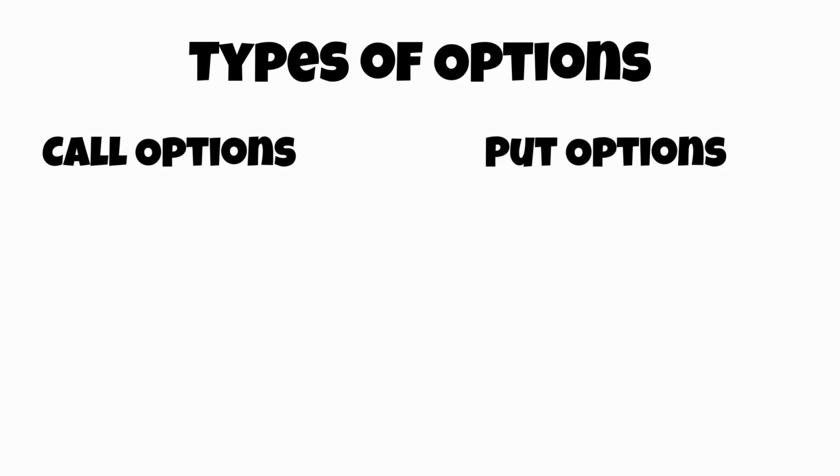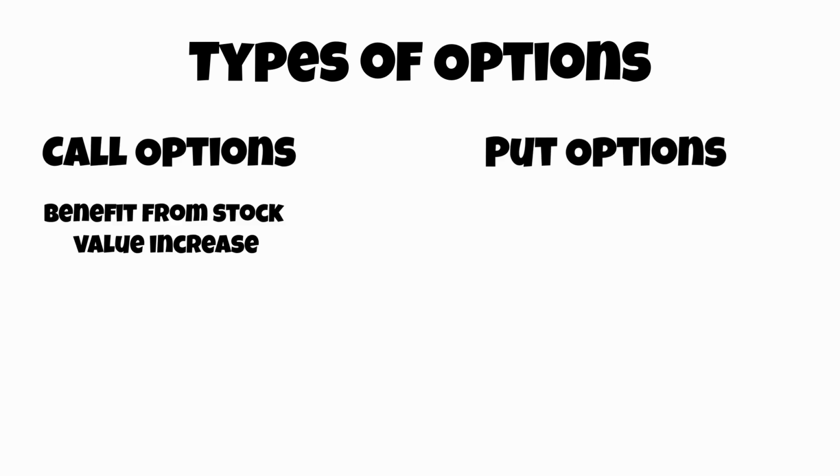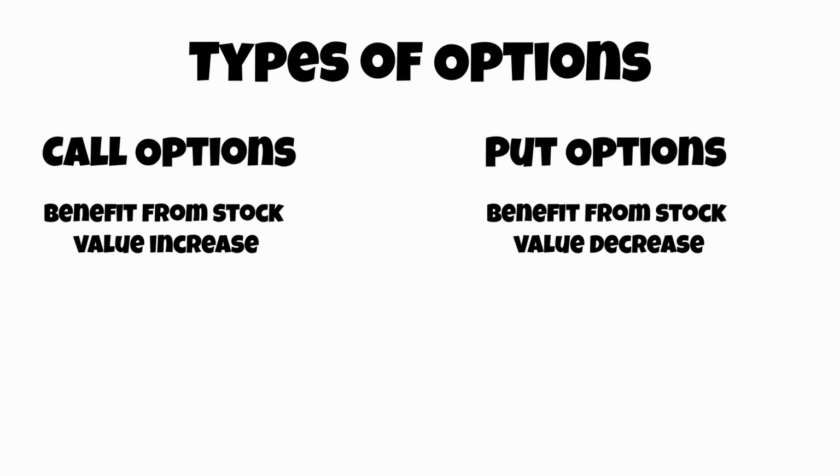There are two types of options you can purchase, call options and put options. Purchasing a call option allows you to benefit from an increase in the underlying asset's share price, and a put option allows you to benefit from a decrease in the underlying asset's value. In this video, we will go over call options.